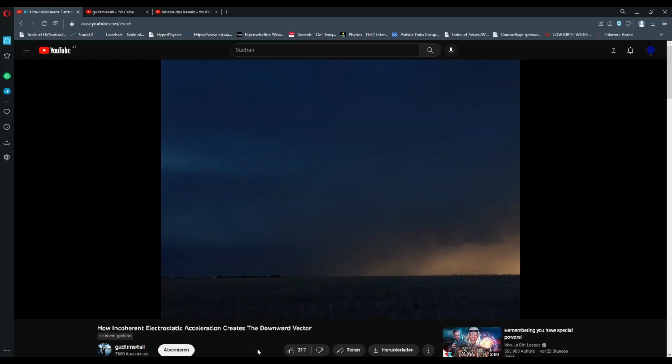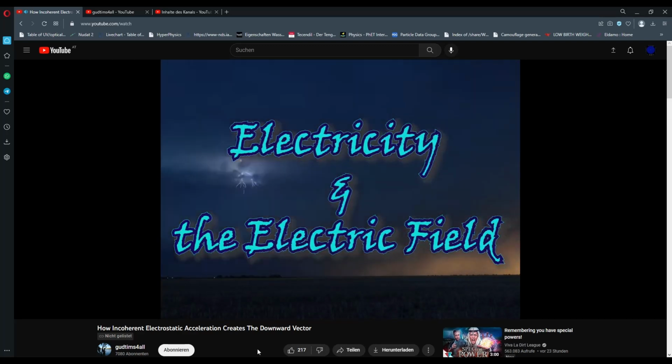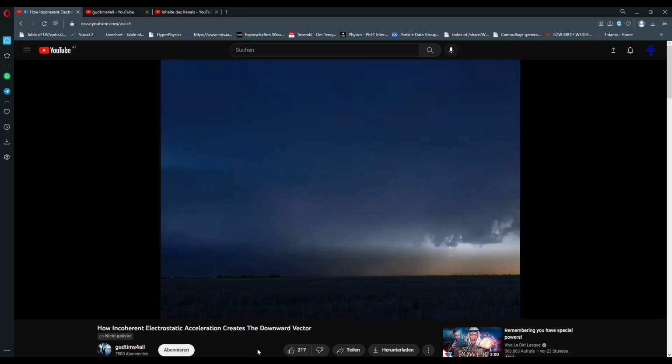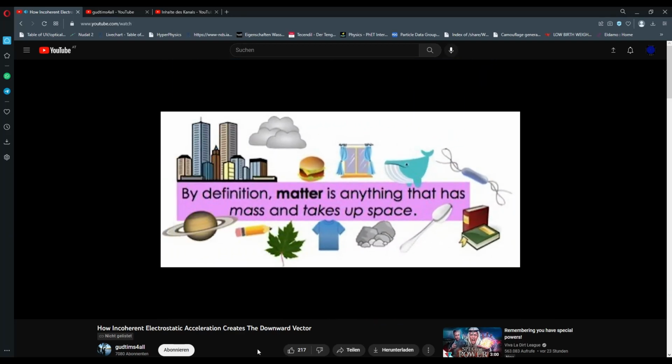To start out, we will take a look at Earth's electrostatic field. This is important because we, along with all the matter in this known realm, are inside of an electrostatic field.